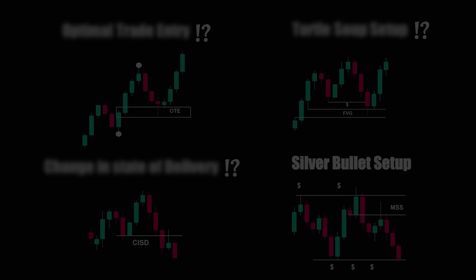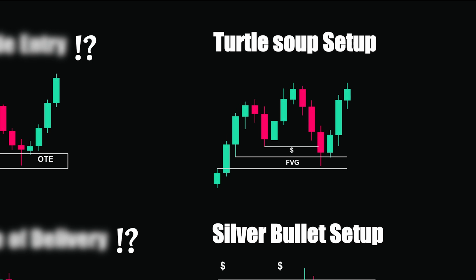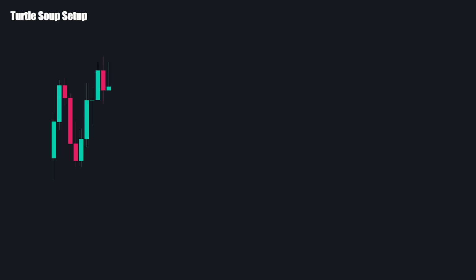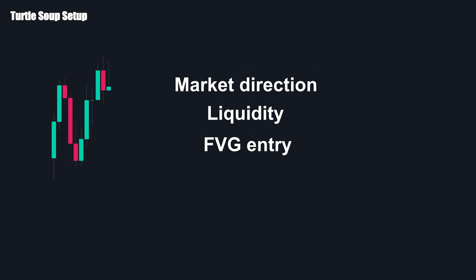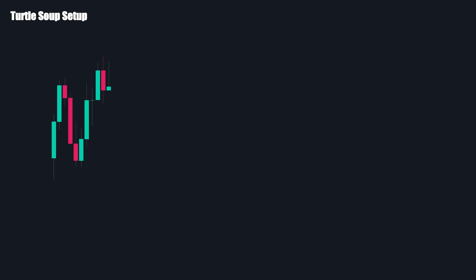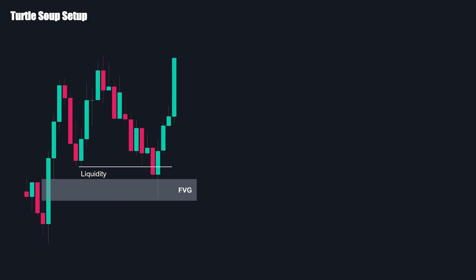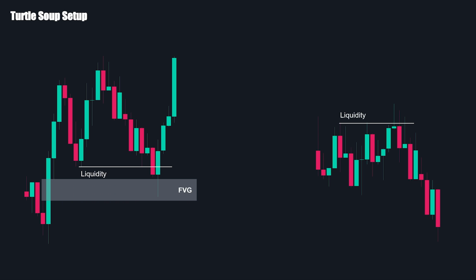Now let's move on to the next topic, the turtle soup setup. Turtle soup trading setup is another powerful model that combines the concept of market direction, liquidity with a fair value gap entry. A high probability bullish turtle soup setup occurs when the price sweeps liquidity below a recent low or a group of lows, while resting above a bullish fair value gap. Similarly, a bearish turtle soup occurs when the price sweeps liquidity above a recent high, or a group of highs, while resting below a bearish fair value gap.